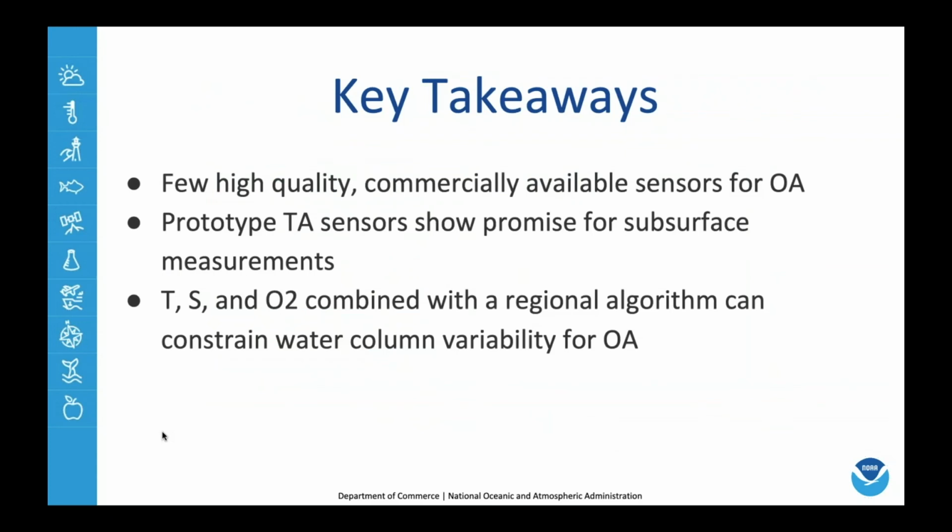Our key takeaways from this research are that there are few high-quality commercially available sensors to measure OA, though there are a couple of sensors in development, such as the SAMI-Alk, that show promise for making subsurface weather quality measurements for alkalinity. We also found that temperature, salinity, and oxygen combined with a regional algorithm can predict aragonite saturation state at a weather quality level.